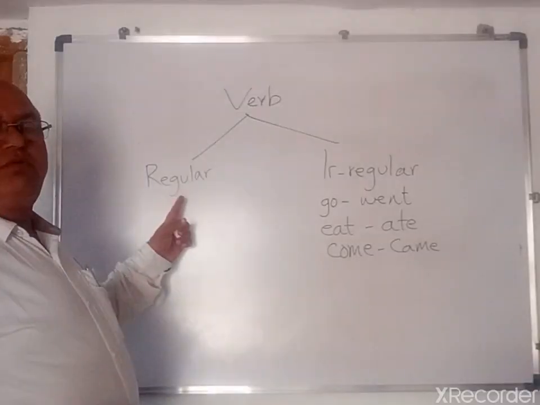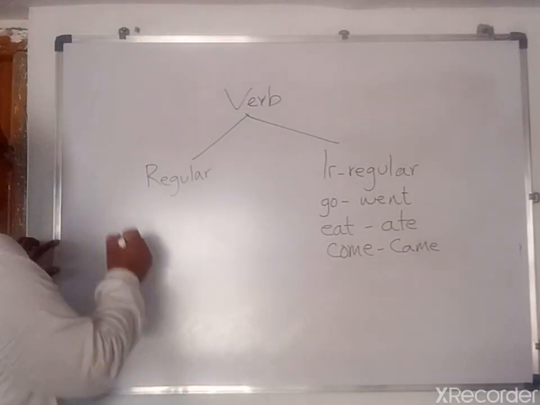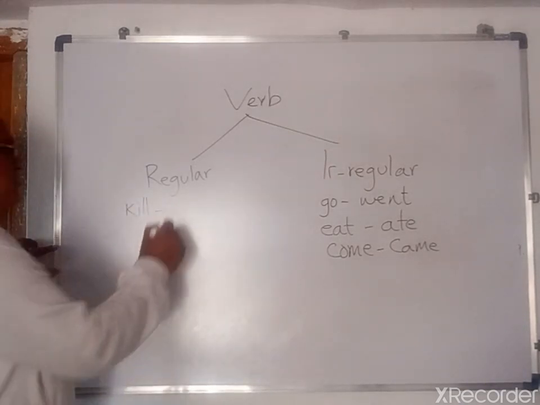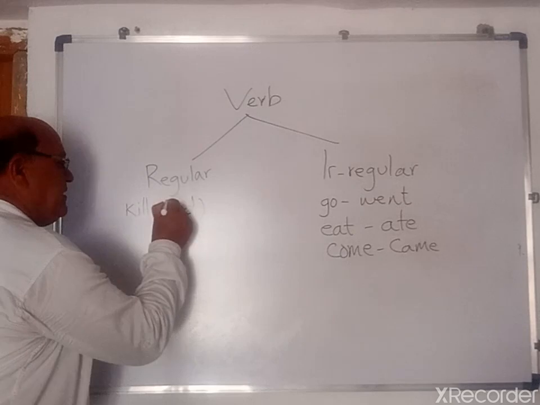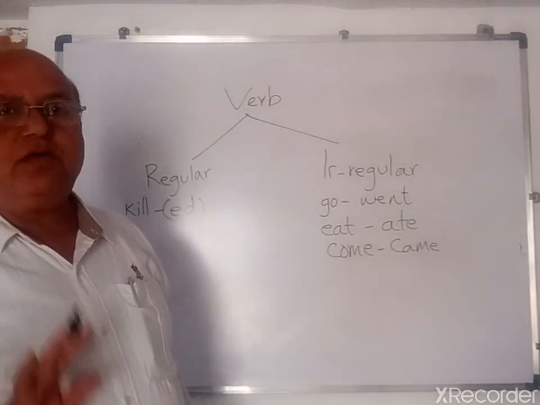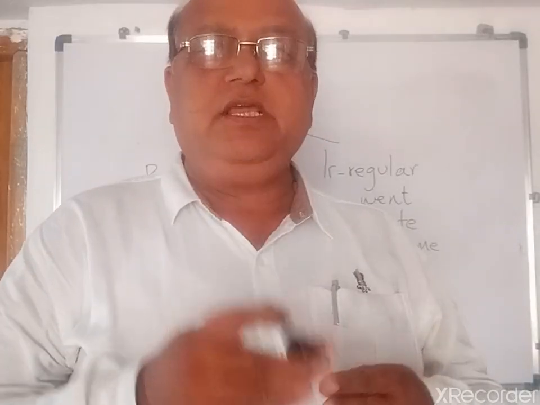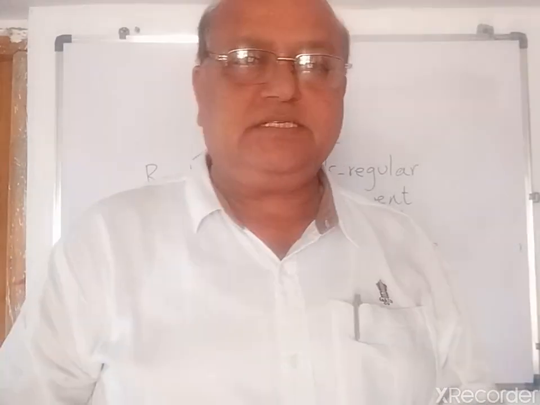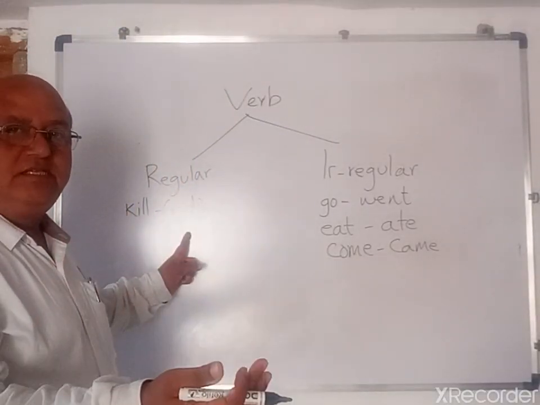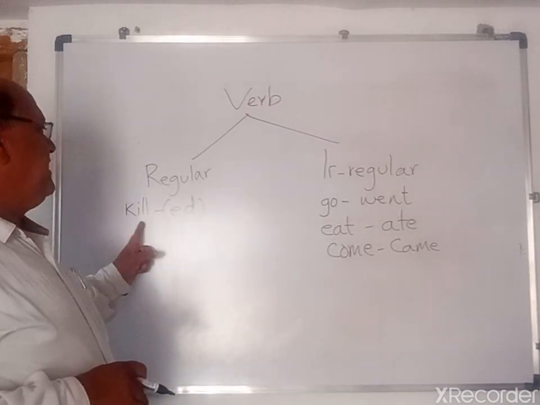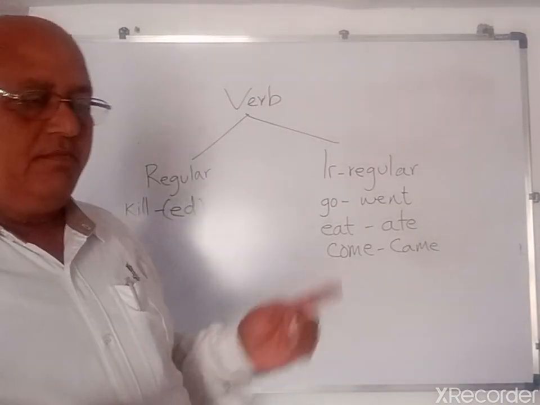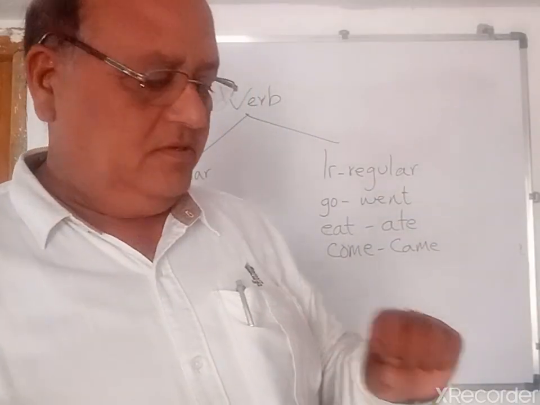Let us come to regular verbs. When we have a regular verb, kill, we just use ed as past tense marker. It becomes killed. For every regular verb, we use d or ed to make it past tense, or from past tense to present tense. Kill is a verb. Similarly, we have a larger number of verbs, the event verbs.